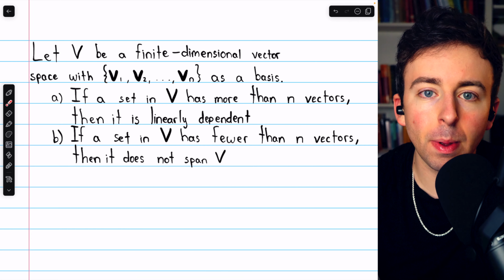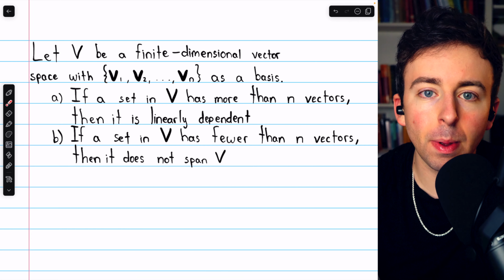I'll leave a link in the description to a lesson proving that these facts are true, but they imply a very important result, and that is that all bases for a finite dimensional vector space must have the same number of vectors. So no, a basis is not unique, but the number of vectors in it is.